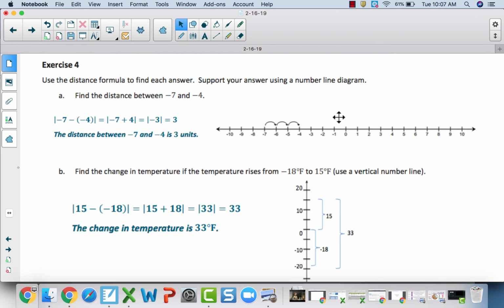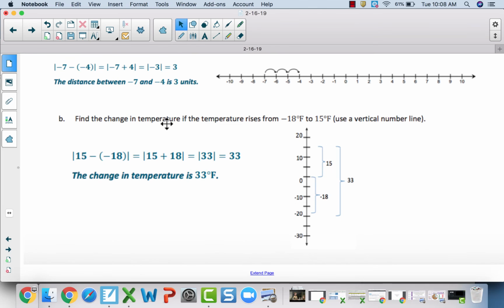Now, for exercise 4A, you should have got 3 units. You had to support your answer using a number line diagram and the distance formula. So to the left here, you see the distance formula. To the right here, you see the number line where it's counting 3 steps. Make sure you have both. Same thing for B, you needed to do both.